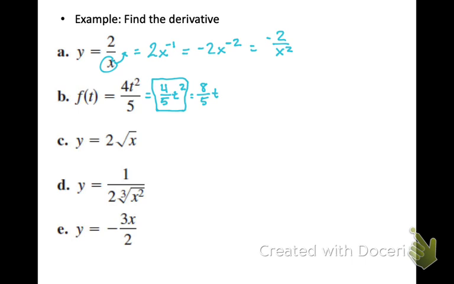Okay, so what about the next one? I have 2 square root of x. You've got to get the x out of it. So I have 2 times x to the 1/2, right? So I take 2 times what? 1/2. And then I'm going to have x to the what now? Negative 1/2. Well, 2 times 1/2 is 1. 1x to the negative 1/2, but it would be 1 over x to the 1/2.